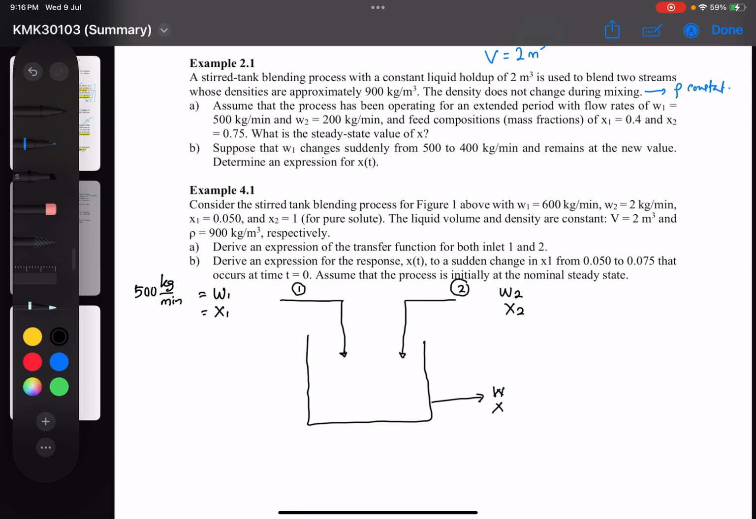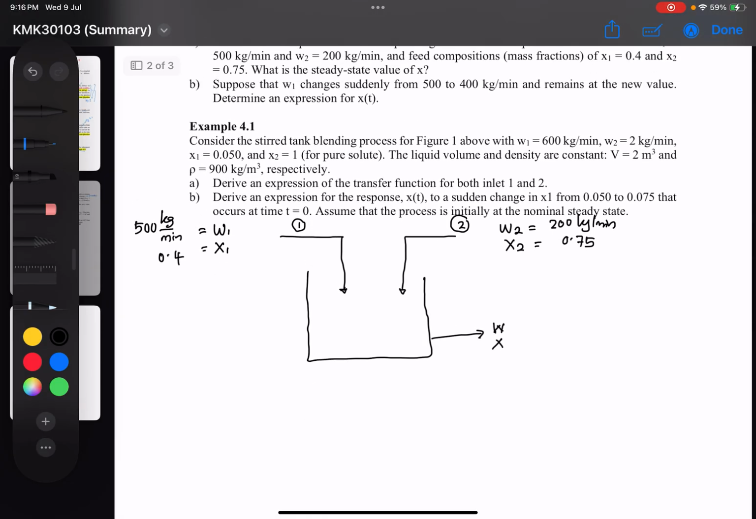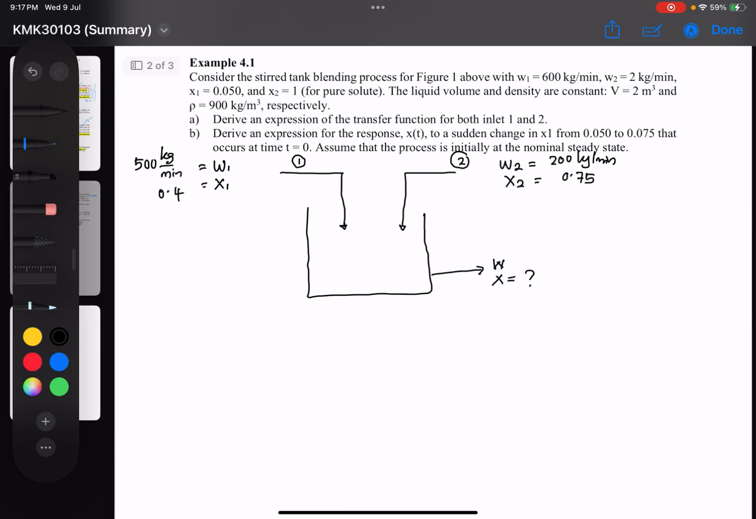And then X1 equals 0.4. This is the mass fraction. And then we have W2 equals 200 kilograms per minute. You can always refer to this because I'm going to share the summary documents with you later. And then we have X2 equals 0.75. The question is asking what is the steady state value of X. We need to find the value of X. Here, we assume that it is a steady state. So usually I will start at the steady state.